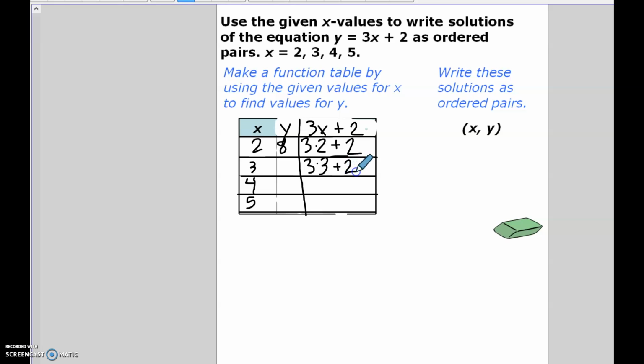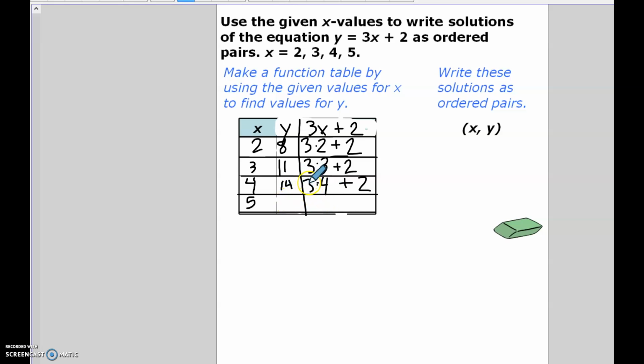So now it's 3 times 3 plus 2. 3 times 3 is 9. 9 plus 2 is 11. Okay, now instead of 3 times 3, we're going to do 3 times 4, plus 2. So that'd be 12 plus 2 more is 14. And you should see a pattern over here. We have 8, 11, 14. See if you can guess what's next.